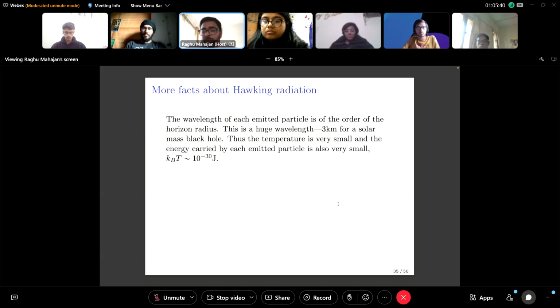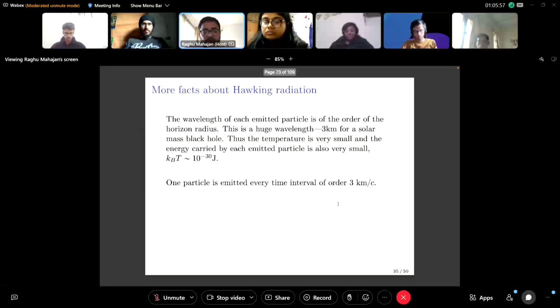The wavelength of each emitted particle is of the order of the horizon radius. So this is a huge wavelength, which is 3 kilometers for a solar black hole. And because the temperature is so small, the energy carried by each emitted particle is also very small. Like kBT is like 10 to the minus 30 joules. And one particle is emitted every time interval of 3 kilometers over c. So in the time it takes for light to cross the horizon of the black hole, it emits one particle.